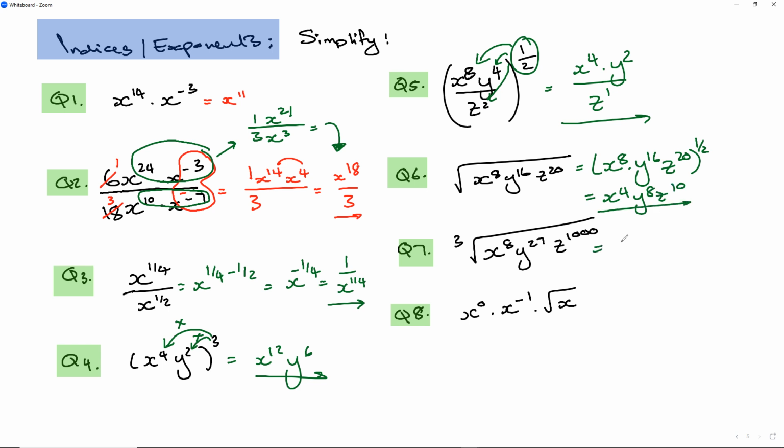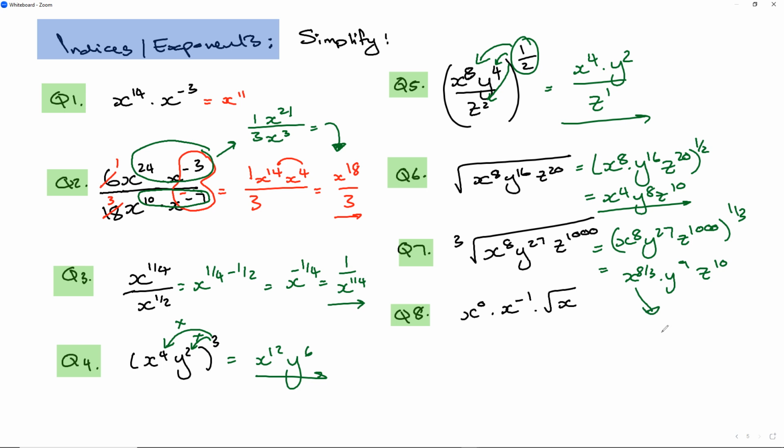The next one, x to the power of 8, y to the power of 27, z to the power of 1000, all to the power of 1 over 3 now. All right, in this case over here, we're actually multiplying each of these by 1 over 3, which means here we're going to get 8 over 3. This one we're going to get 9, right? Y to the power of 9. And this one will be z to the power of 10.